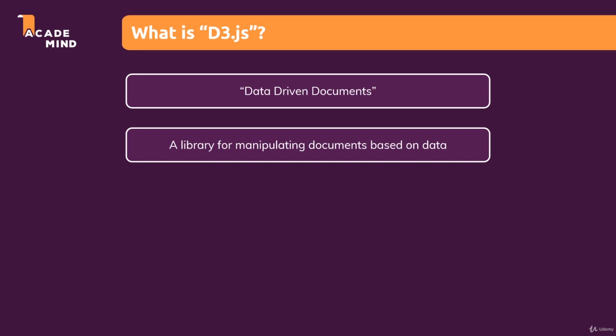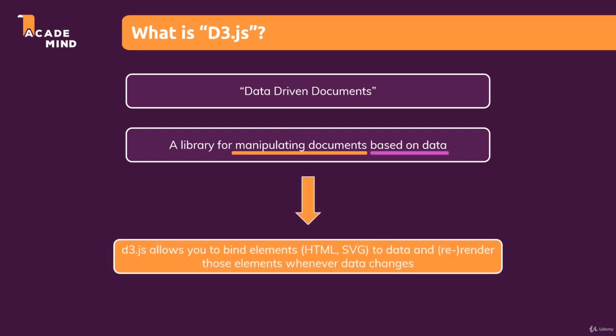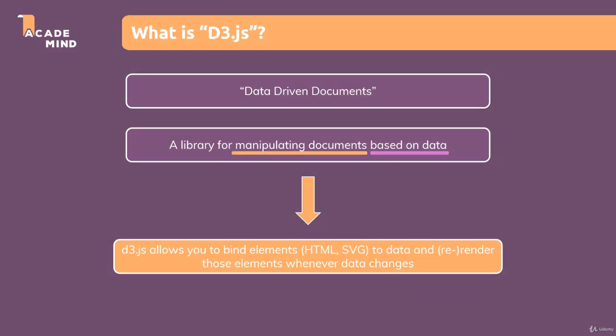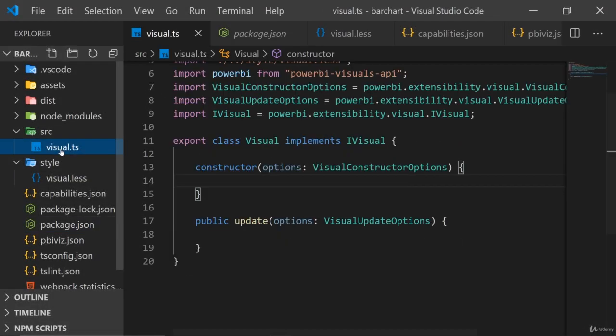d3.js is a library that does not just help us with manipulating documents, but also with doing so based on data. That means that, for example, when the data changes and so on, d3.js makes it very easy to update what's on the screen. It also makes it very easy for us to scale things correctly, to make sure that our bars, for example, have the appropriate heights, depending on which data is appended to which bar. And that all is made much easier with d3.js, which is why we're going to use that library. Now, since it already is installed, we can go back into Visual TS and start using it.